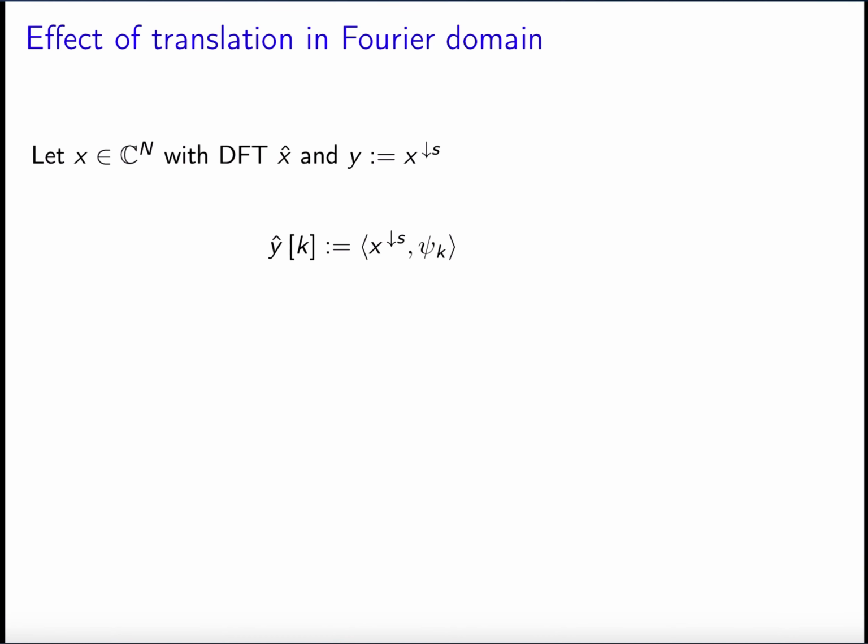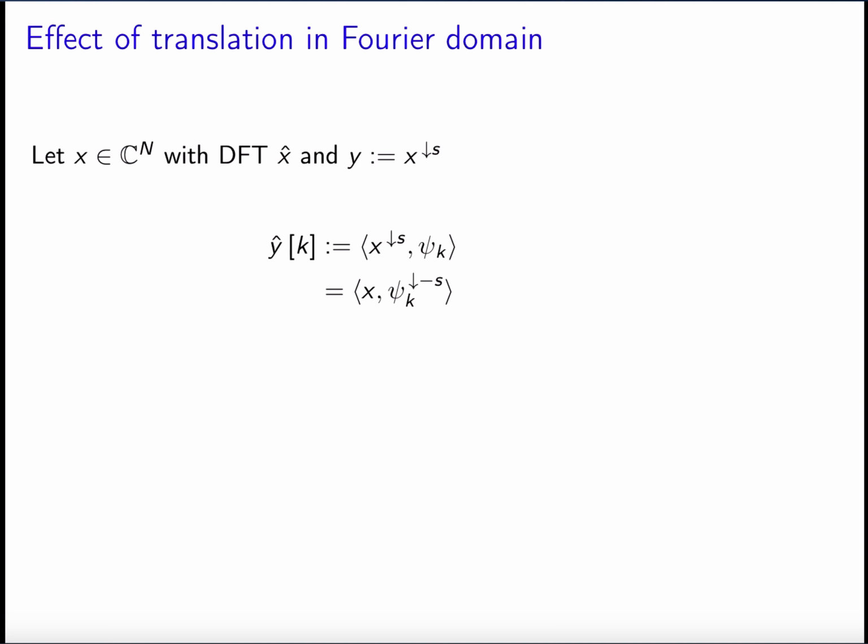So first, we're going to understand if we have a signal x and we shift it by s to get another signal y, how does that affect its Fourier transform? Its DFT, because we're talking about discrete vectors. Okay, so the way it affects its DFT is the DFT of y is just the inner product between this shifted input and the discrete sinusoid with frequency k, because that's the frequency where we're computing the DFT.